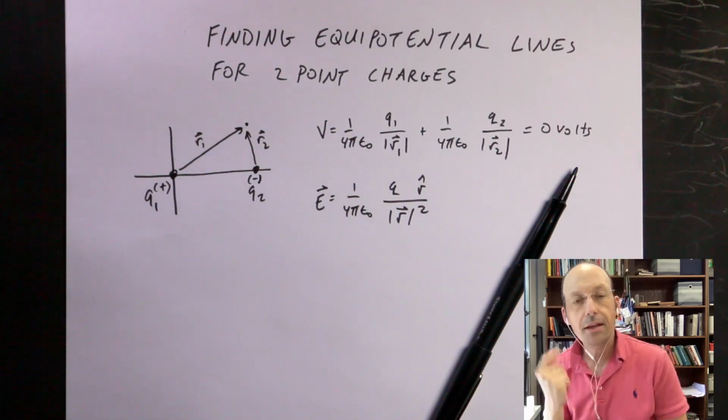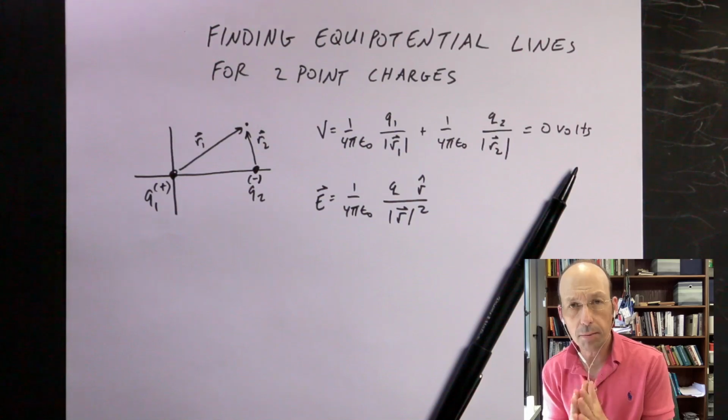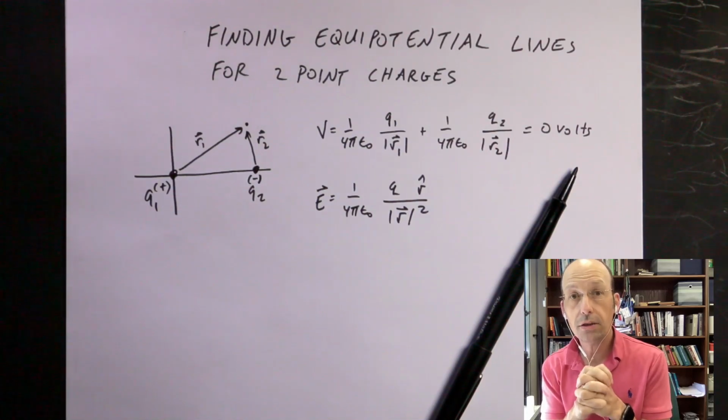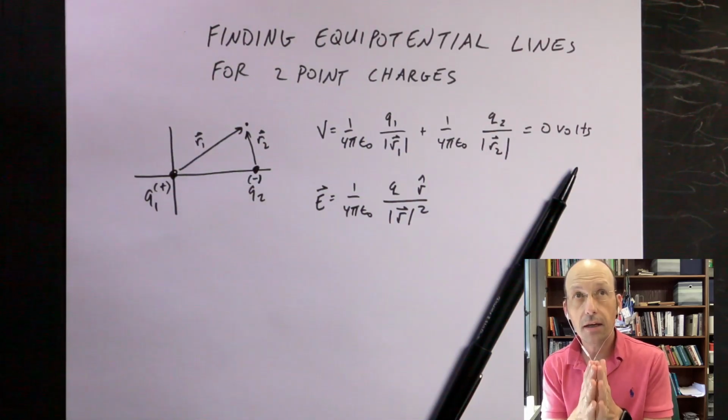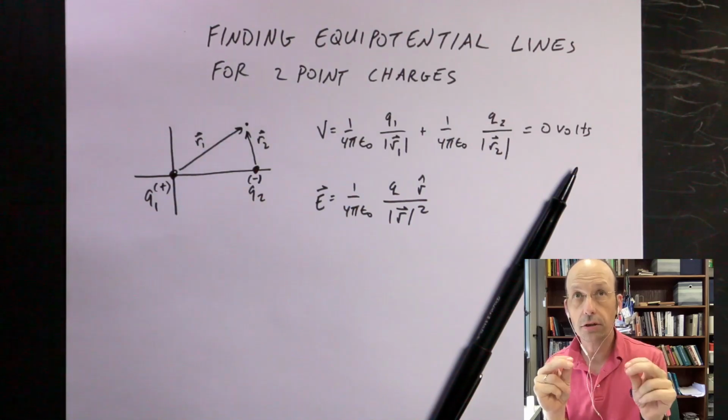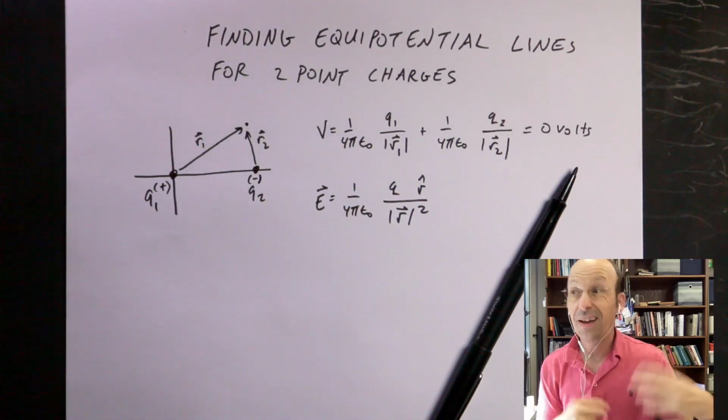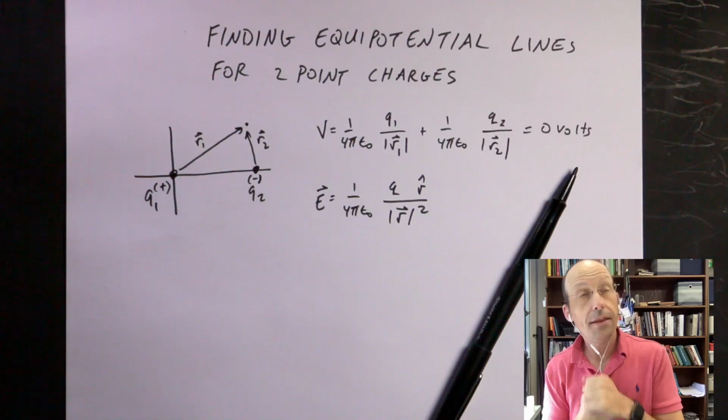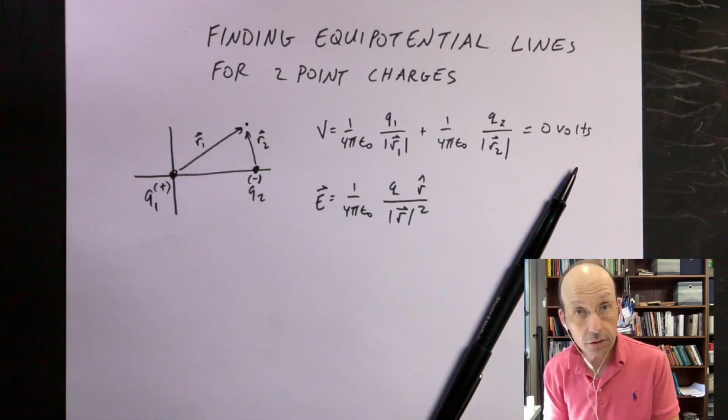Hello. It seemed like some time ago I had this problem, and the problem was to take 2 point charges and find out where the electric field was zero. That's actually a pretty easy problem. And then the next question was, where is electric potential equal to zero?